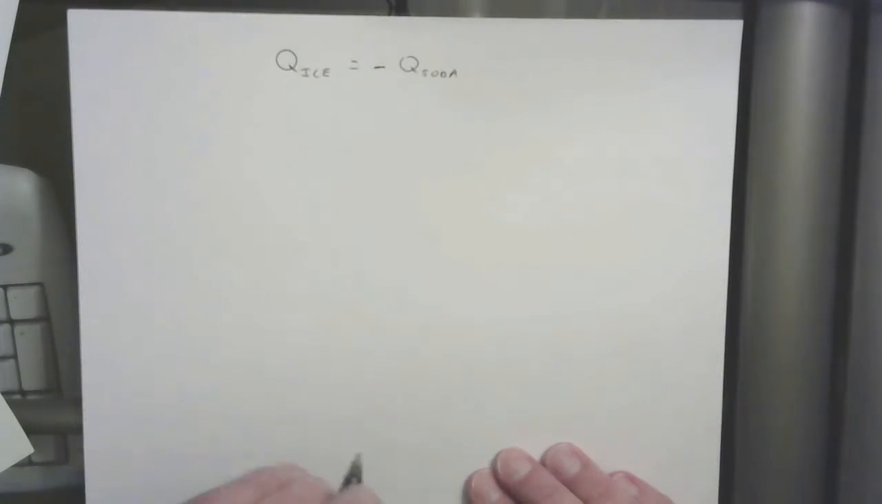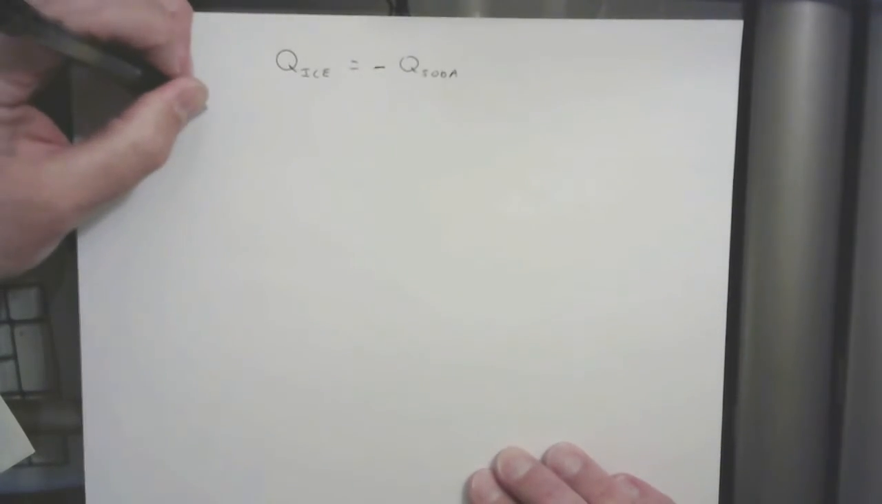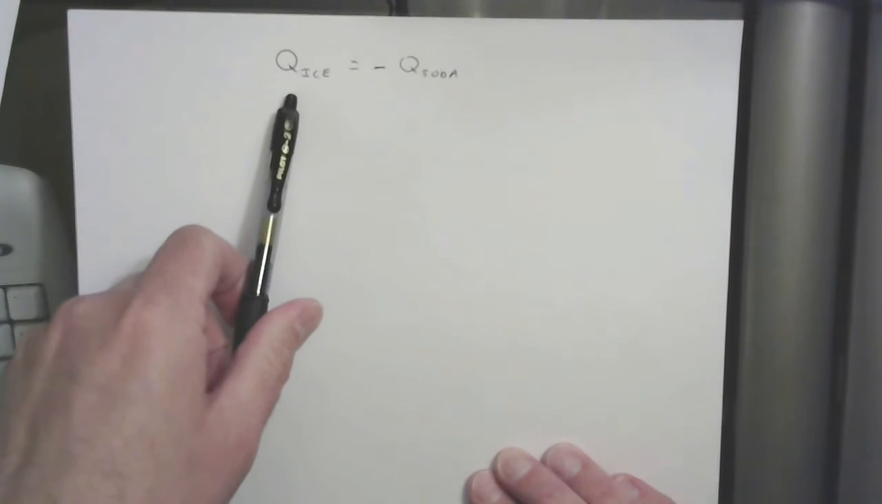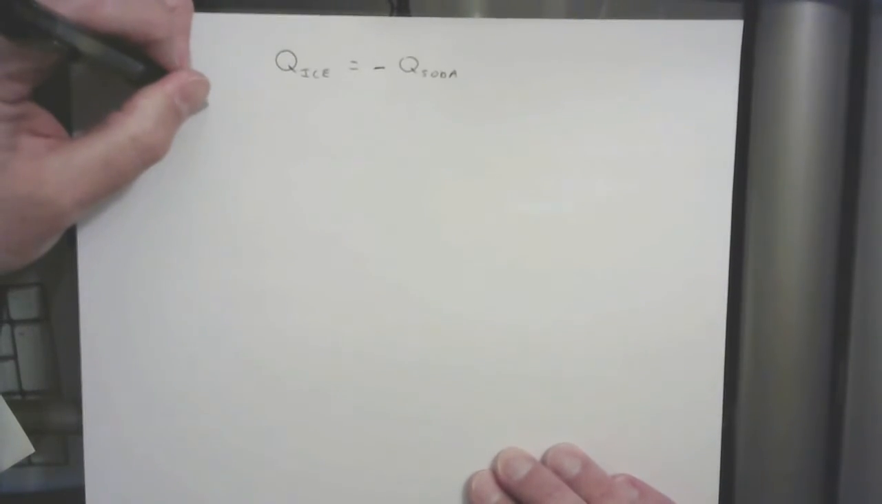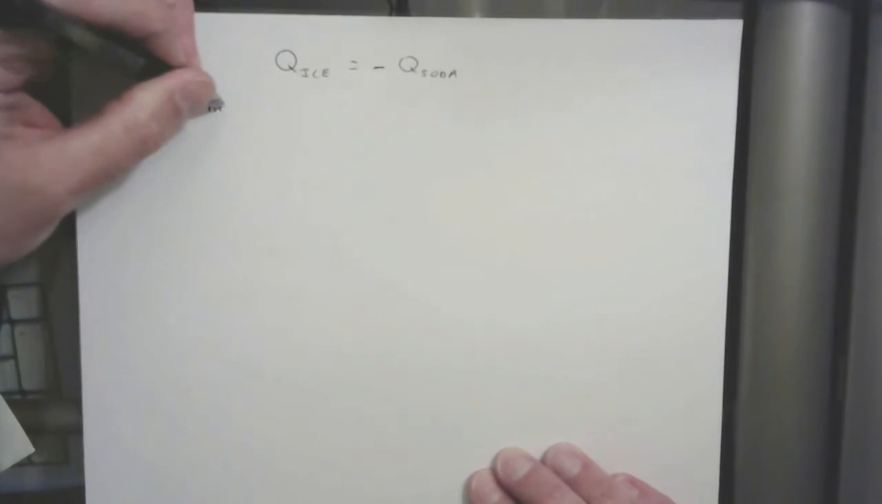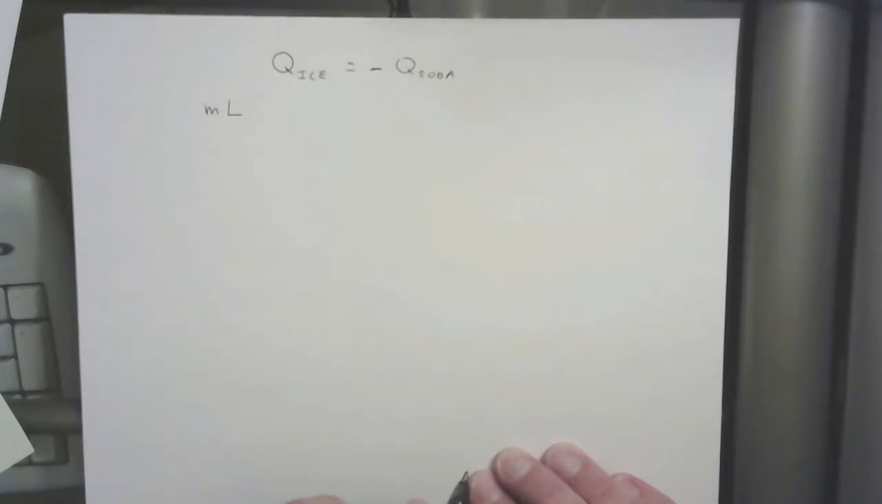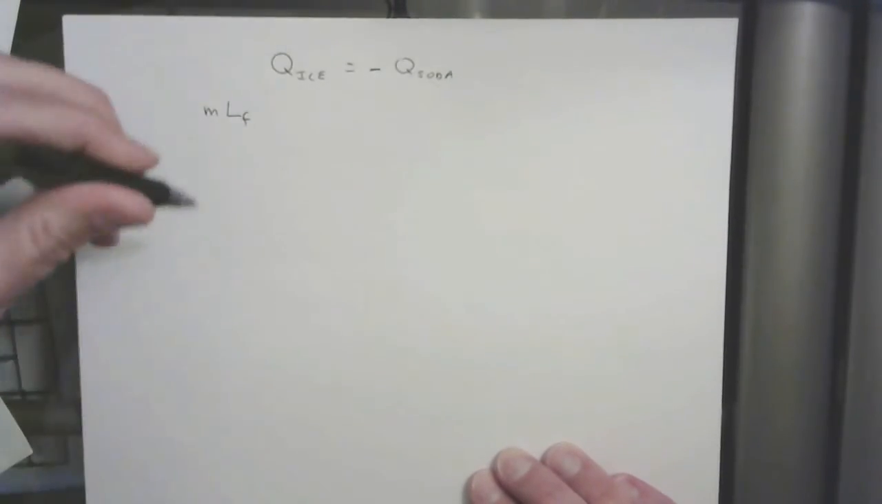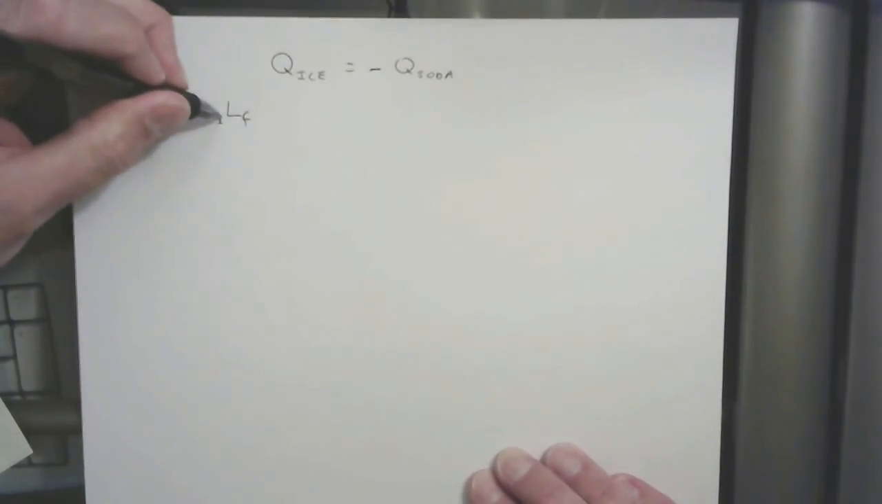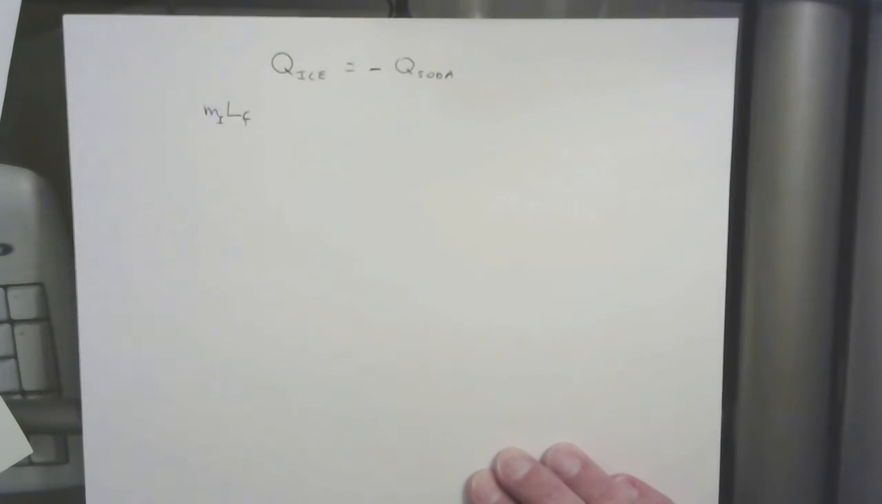It'll all come out the same if you do. All right. So what was the equation for what's going to happen to the ice? Well, first, it's going to melt. So that equation for Q is mass times the latent heat of fusion. And this is the mass of the ice. I'll put a capital I under there.